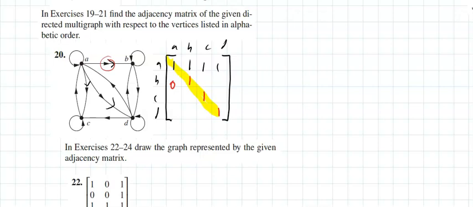Well, let's see. How about B to C? B to C, I don't see any. And how about B to D? I see it right there, that direction. If I go for C, I already got the loop. C to A, it's right there. C to B, there's none. I can't see a connection between those two. And C to D, you see the direction is running this way, that doesn't count. And if I go from D to A, right there. D to B, right there. D to C, right there. And D to itself, and there it is.